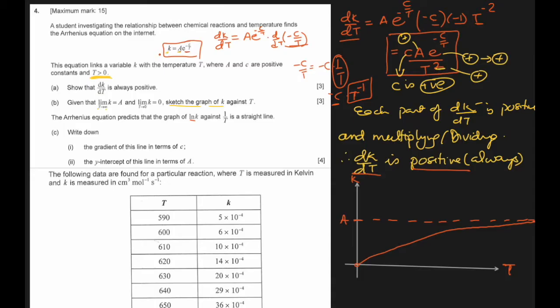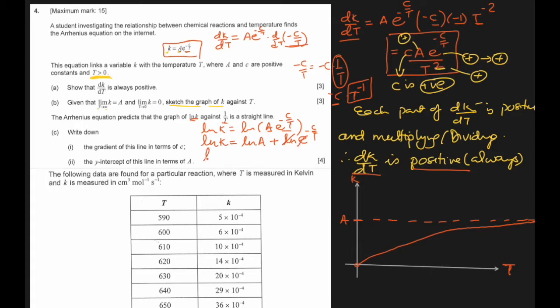So we have to convert this to a linear graph where ln k is against 1 over t. So let's give ln to both sides. It will become ln k equal to ln a e to the power minus c over t. Since these two parts are multiplying, we can separate them. So ln k equal to ln a plus natural log e to the power minus c over t. Natural log and e neutralize each other.